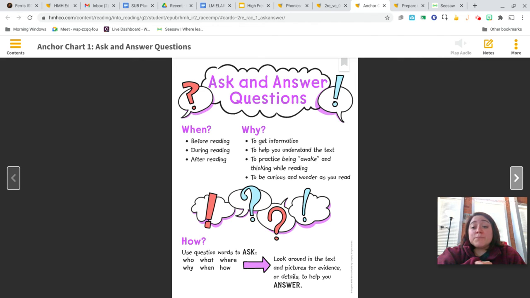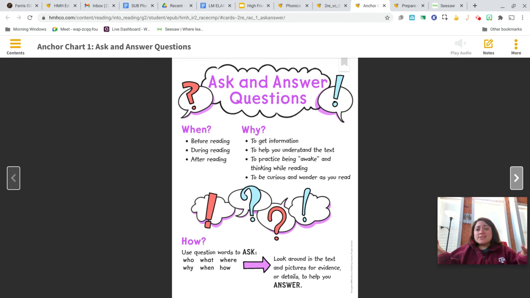Informational texts are for people who are really interested in learning about facts about something. It's not for everybody, but it's also to help you practice being awake and always thinking about what you're thinking about when you're reading. Okay. The last one says to be curious and wonder as you read. So if I'm reading a book about tigers, I wonder if tigers can live in certain areas. So, like, can a tiger survive on an island? That's what I wonder. I've got to think about that, right? And I've got to do my research. So, I've got to read about tigers and where they're from and how do they survive.